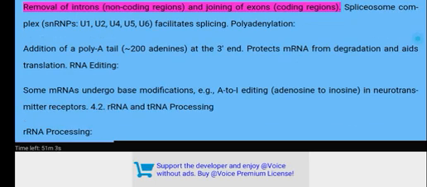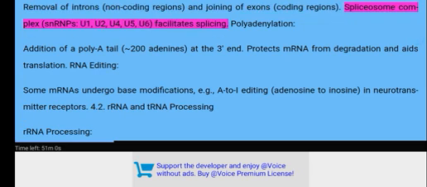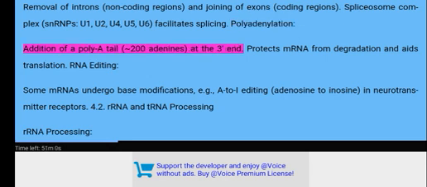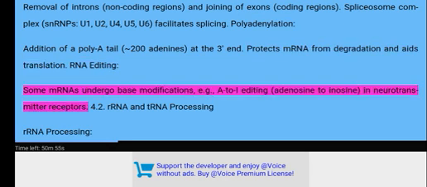Splicing: removal of introns, non-coding regions, and joining of exons, coding regions. The spliceosome complex, snRNPs U1, U2, U4, U5, U6, facilitates splicing. Polyadenylation: addition of a poly-A tail, approximately 200 adenines, at the 3' end. It protects mRNA from degradation and aids translation. RNA editing: some mRNAs undergo base modifications, for example A-to-I editing, adenosine to inosine, in neurotransmitter receptors.